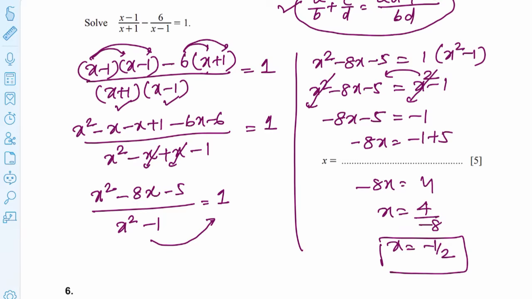Okay, so if I'm going very fast, please try to pause the video and look at the steps. You can first try yourself and then match the answer with me and check whether you are getting the correct answer or making mistakes.